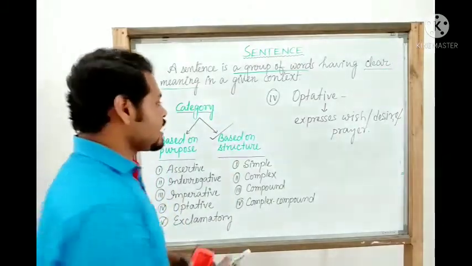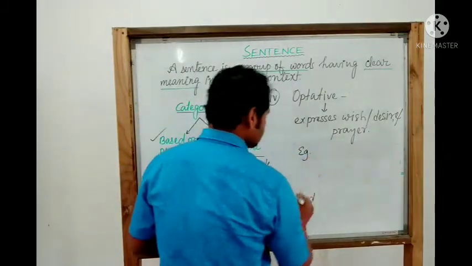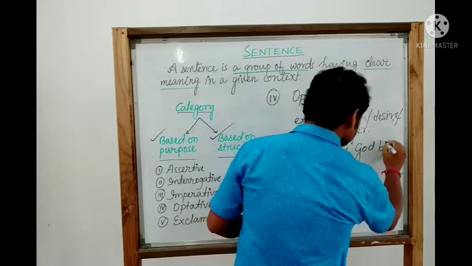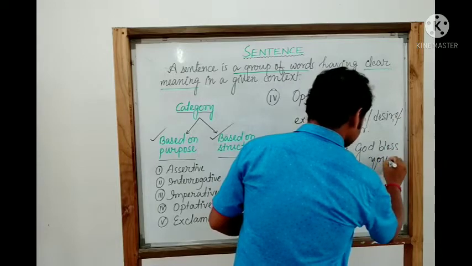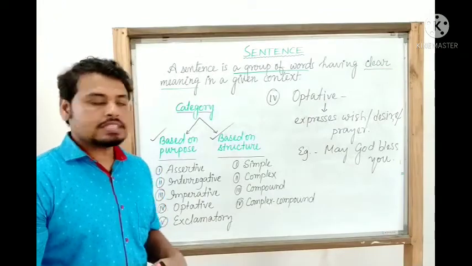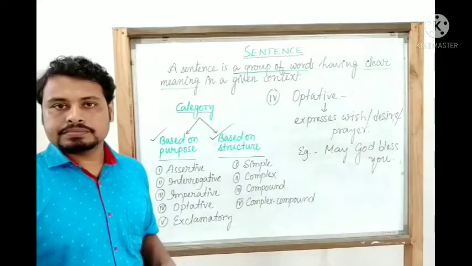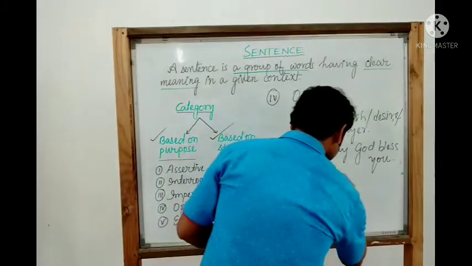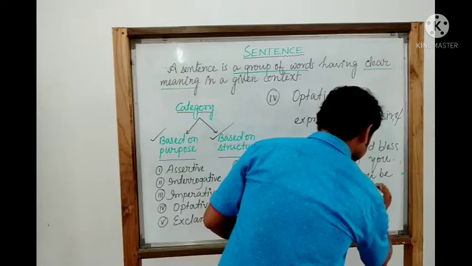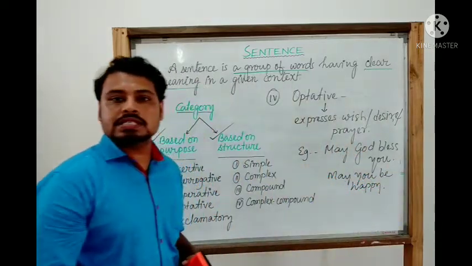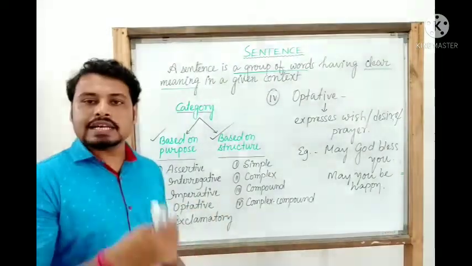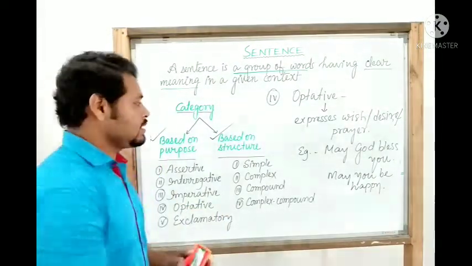For example, if we write, may God bless you. So this is my prayer to God. Then again, may you be happy. This is my wish. This is my desire. So an optative sentence is a sentence that expresses a wish or a desire.